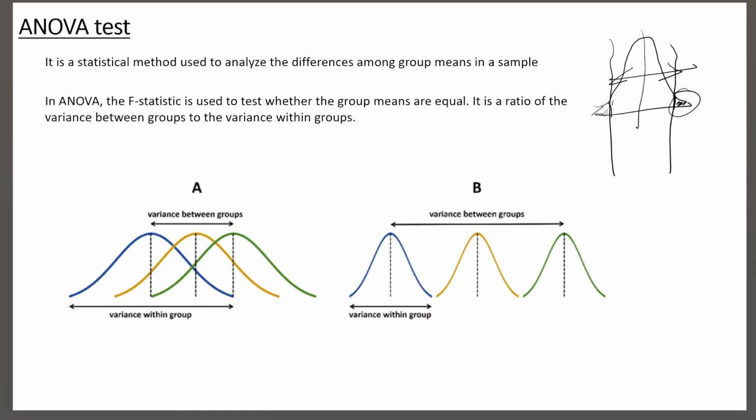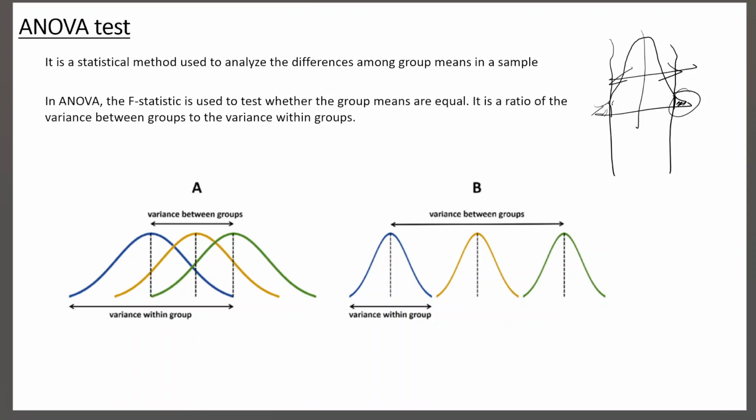So for hypothesis testing, we can use the ANOVA test. Now we will first learn the basics of how the ANOVA test can be done with pen and paper. Then we will go to the R language and correlate the R language with our pen and paper based calculation. As I told, in ANOVA we use the F statistic to test whether the group means are equal or not. It can also be termed as a ratio of the variance between the groups to the variance within the group.